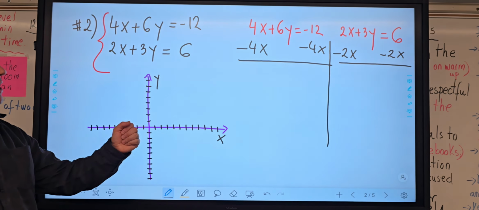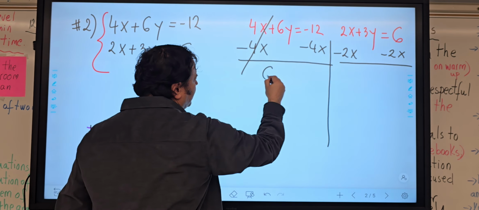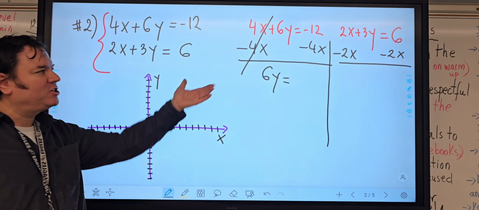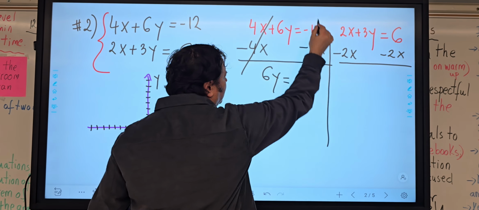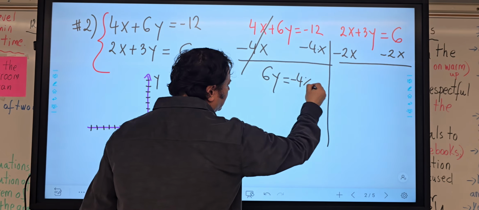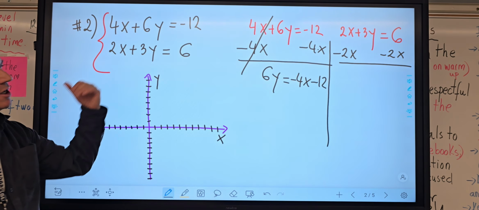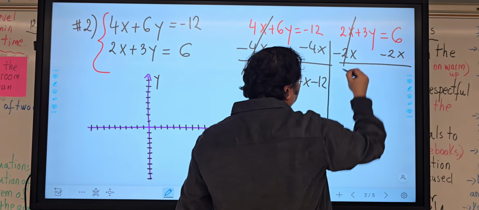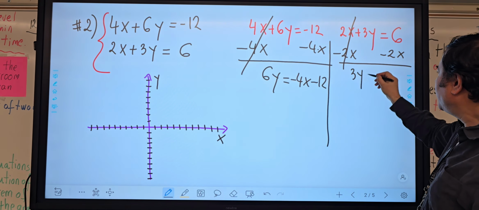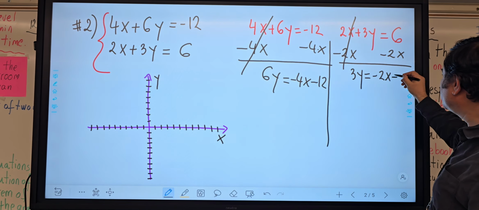Let's see what's going to happen now. 4x minus 4x cancel each other out. So we are left with 6y equals negative 4x minus 12. Remember, we cannot combine those two terms together. So we have negative 4x minus 12. And in the second equation, 2x and negative 2x cancel each other out. So we are left with 3y equals negative 2x plus 6.